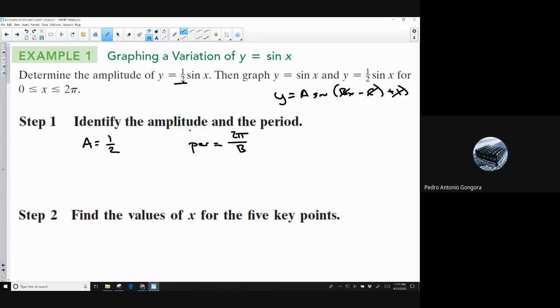But there is no B. B is the number in front of X. There's still a number in front of X. It's 1. So my period is 2 pi divided by 1, which is 2 pi.